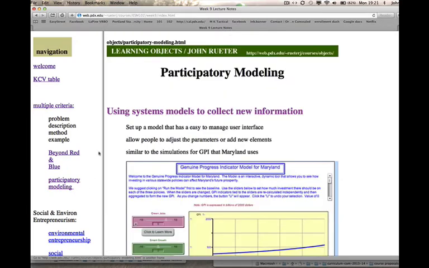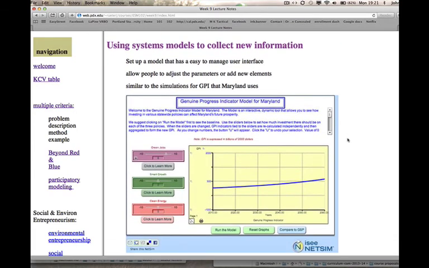Now, the final point on this multiple criteria is that one of the tools that is used in this is modeling. And we can use systems models to collect new information from the public. And we saw this when we did the genuine progress indicator model for Maryland. So the idea is you set up a model, it has an easy user interface, it's easy for people to look at and work, and you allow the people to adjust the parameters or add new elements in more sophisticated models, and then run those simulations and see what they think. Remember in the genuine progress indicator, what relative investment would they make in green jobs, smart growth, or clean energy? So this brings in new sorts of information.